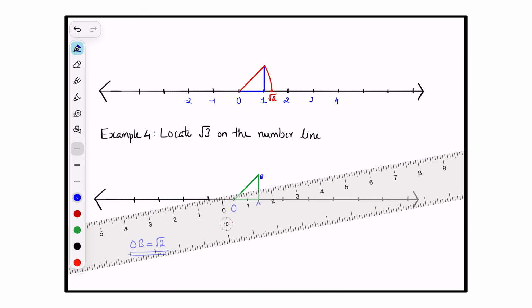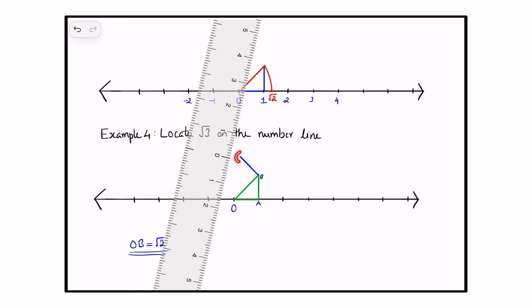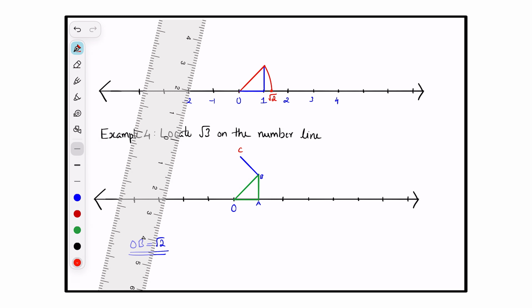Now what I will do is that I'll take OB as the base of length root 2 unit, and I will construct a line perpendicular to OB of length 1 unit in size. Let me do that. So from OB perpendicular to OB, I construct a line which is 1 unit in length. I will denote this new endpoint as C. Now I will join OC.